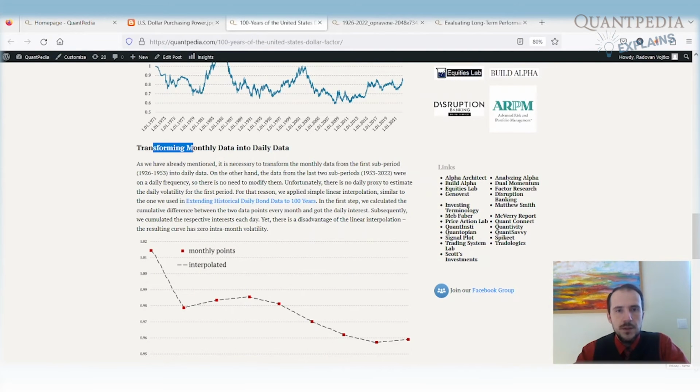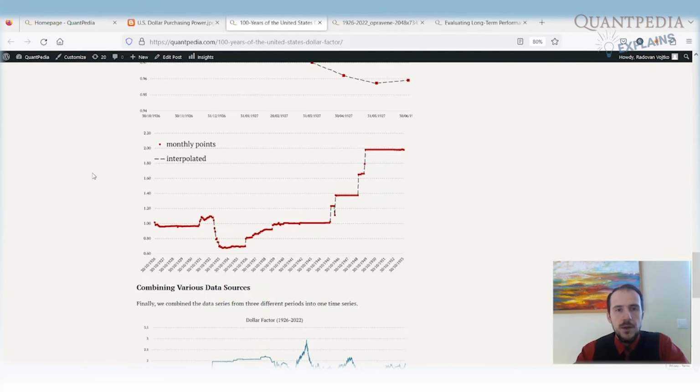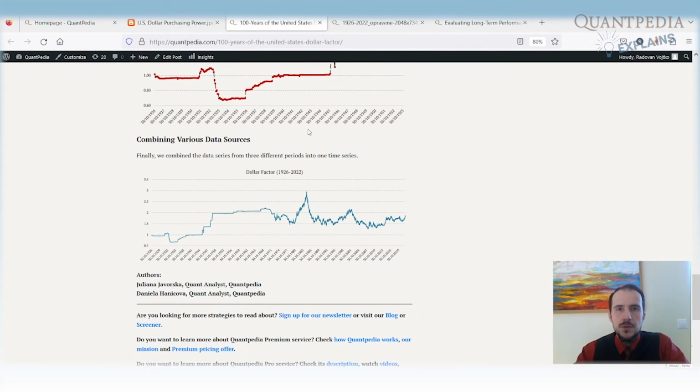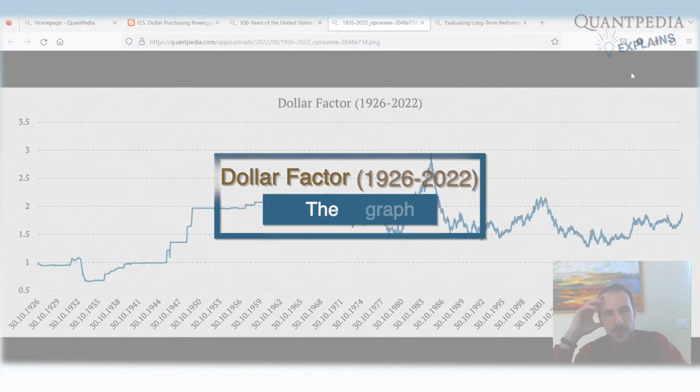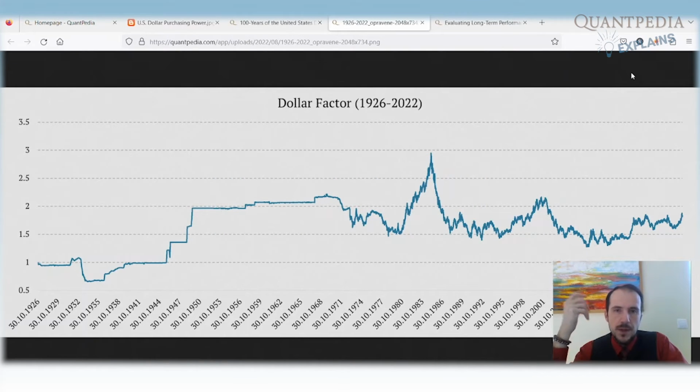We transformed monthly data into daily data. We did interpolation and we combined various data sources. So that's the result. That's the performance of the US dollar against other currencies. What we can see when we take a look at this chart is that, from the perspective of comparing the US dollar to other currencies, the US dollar is not so bad. It means there are other currencies that are much worse than the US dollar. So overall, over 100 years, the US dollar appreciated against the other currencies.